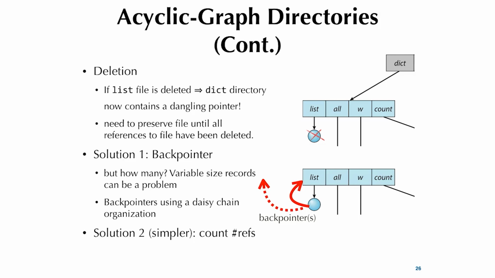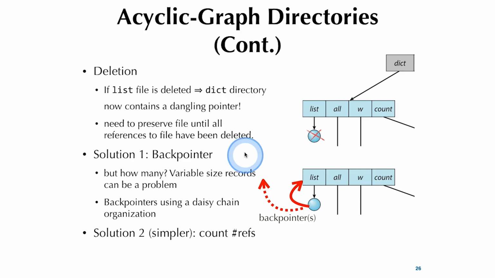Now, if you have acyclic-graph directories, and when you do a deletion, it is okay in the sense that you remove it from a directory, but you don't reclaim its space until all of the references to it have been deleted. So that's a lot like a garbage collection problem, right, for memory.